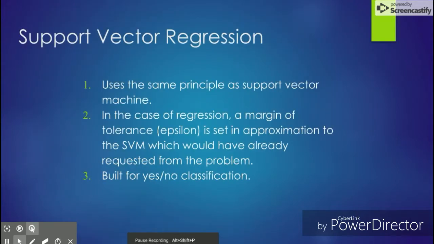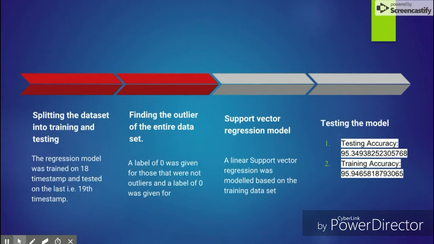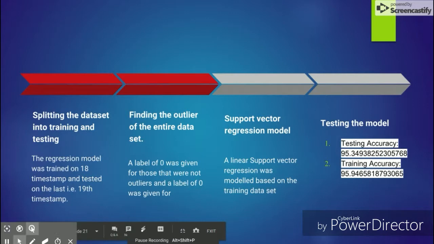First, a binary classifier that lists whether a star is present in the cluster or not was made using support vector regression. The training set was timestamp 1 to 18 and the test set was timestamp 19. All the outliers were labeled as 1 indicating out of cluster and 0 otherwise since data was unlabeled. The testing and training accuracy were around 95%.